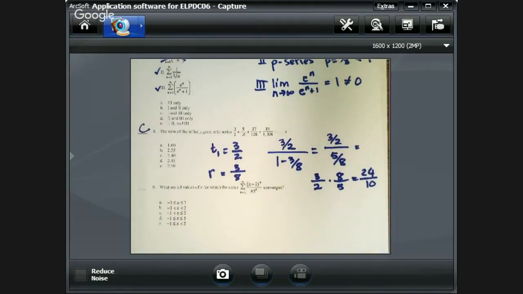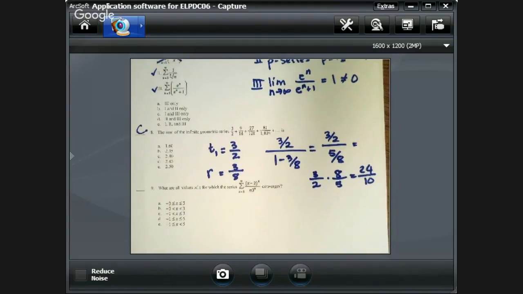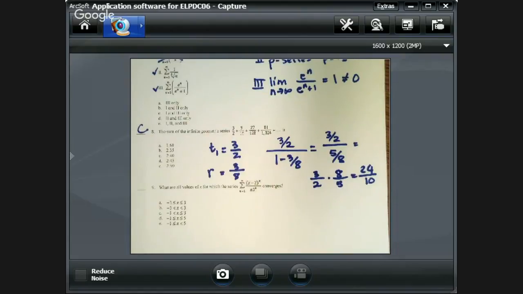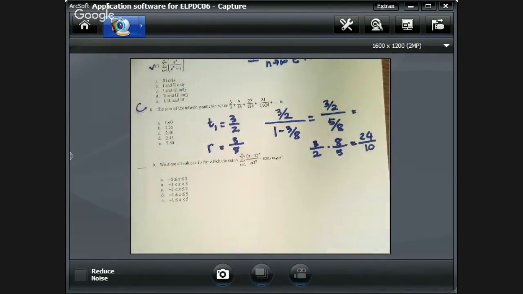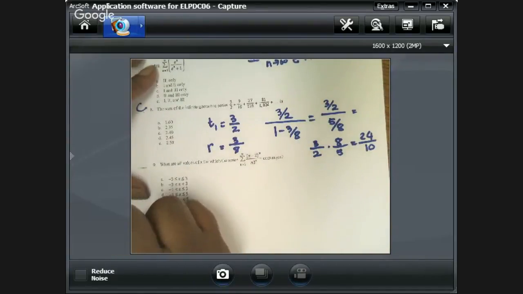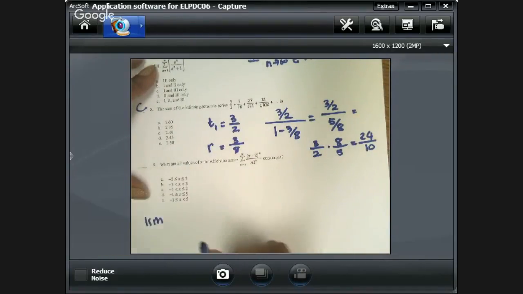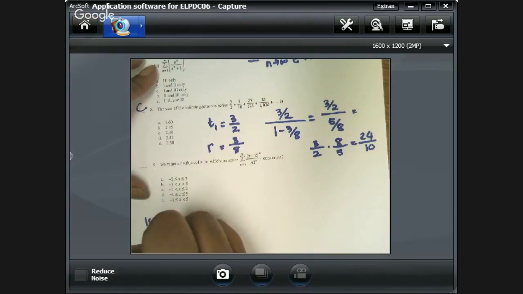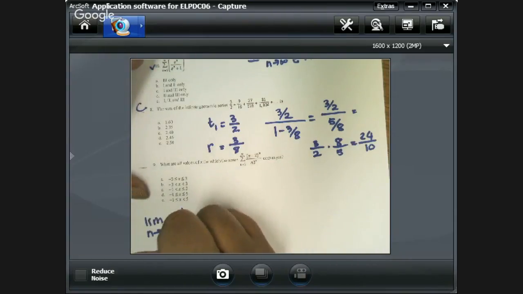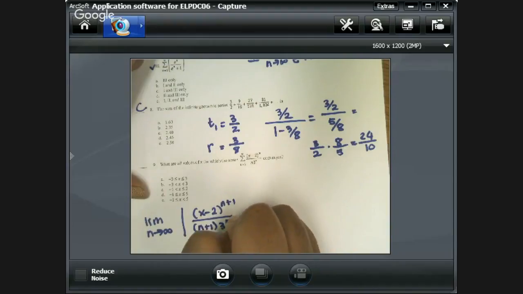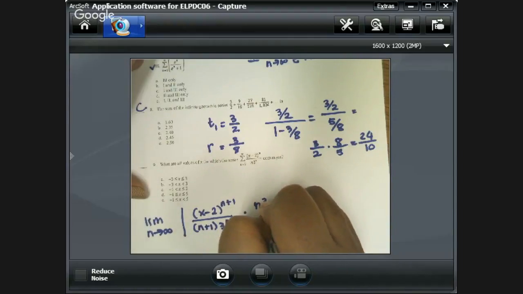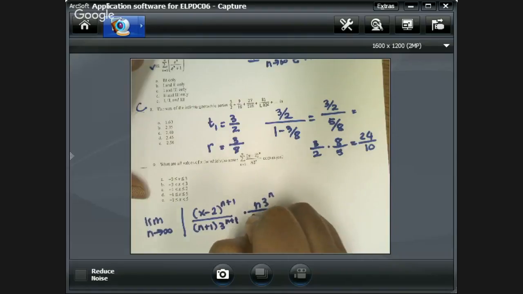And the last one, number 9, what are all values of x for which that series converges? Well, again, we're going to do the ratio test. So I'm going to take the limit as n goes to infinity of the n plus first term divided by the nth term, which I'm going to express by multiplying by the reciprocal.